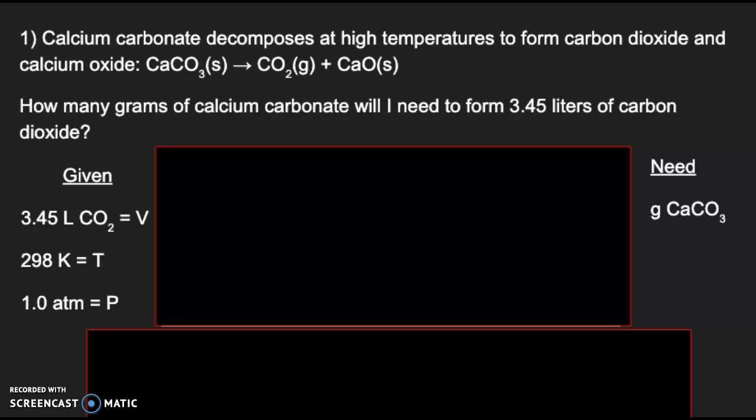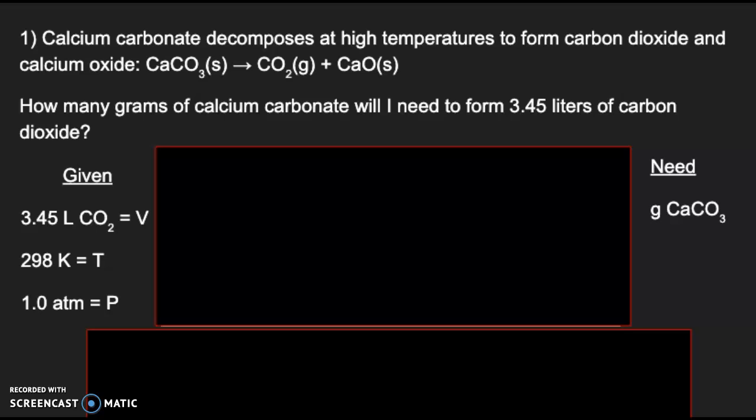Problem solving strategy number 1 was list my given and need. I've got that done on the screen for you. I just pulled the 3.5 liters of carbon dioxide from the text of the problem. The temperature and the pressure came from that first slide. Remember that we're at STP.